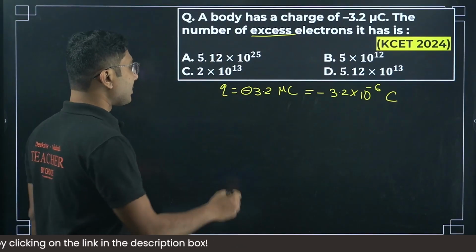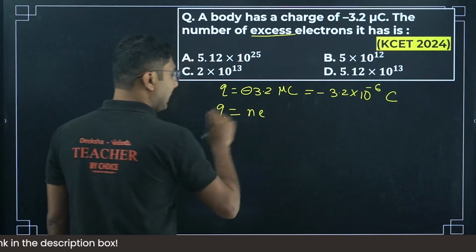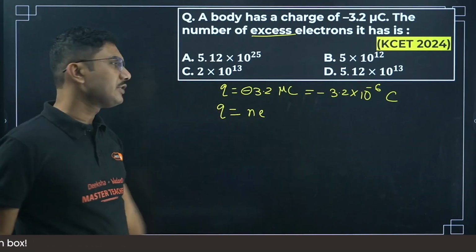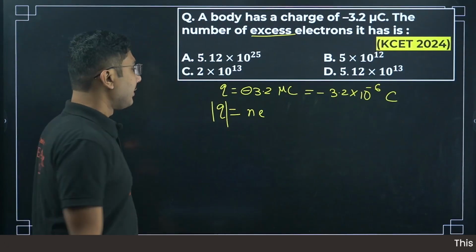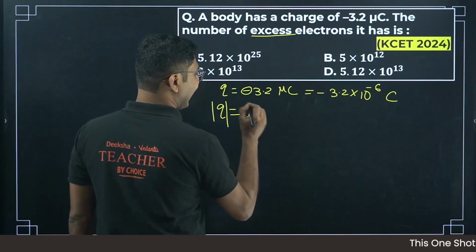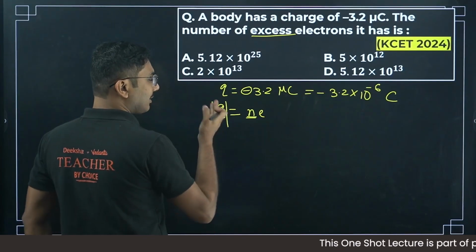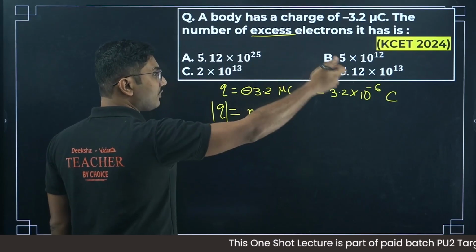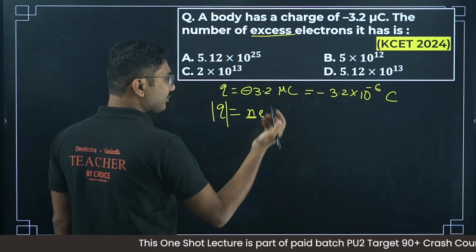Now we know that from the quantization principle, Q can be written as N times E. While applying this formula, you don't need to consider the sign of the charge. You can take the modulus of the charge, and you have to calculate this N. Basically that is the problem. Why are we considering the magnitude? Because it is only talking about excess electrons or deficiency of electrons, so the sign of the charge is already understood.